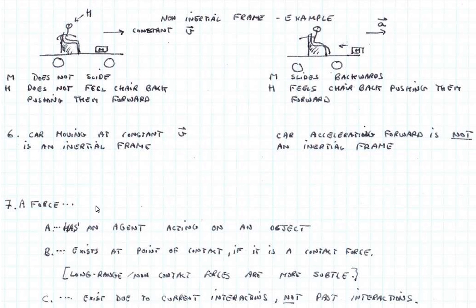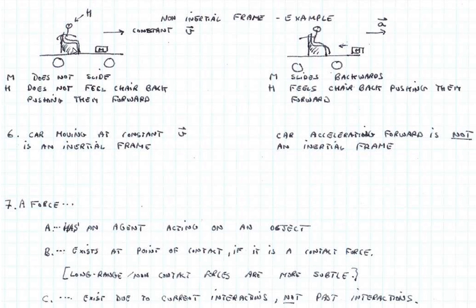Before diving into that, let's go down to point 7 here, which says that one of the attributes of a force is that it must have some kind of an agent. And if we can't identify such an agent, well, then there's no force. It's relatively straightforward to identify the agents for contact forces. The long-range forces, or non-contact forces, are somewhat more subtle.